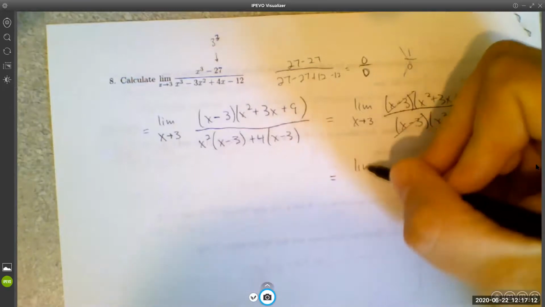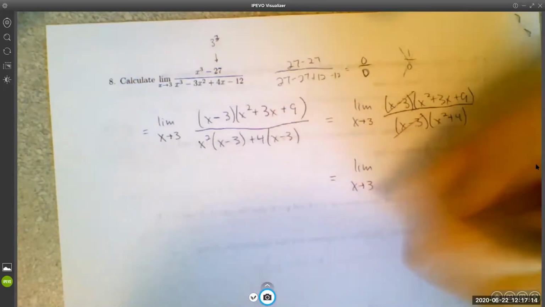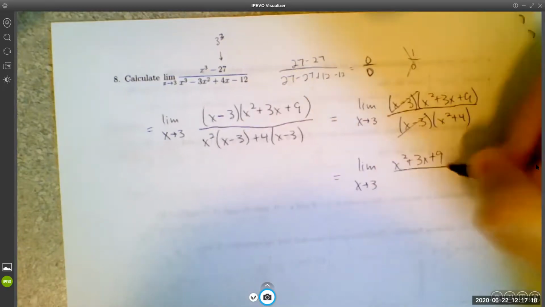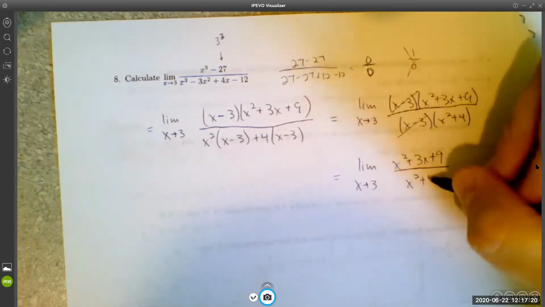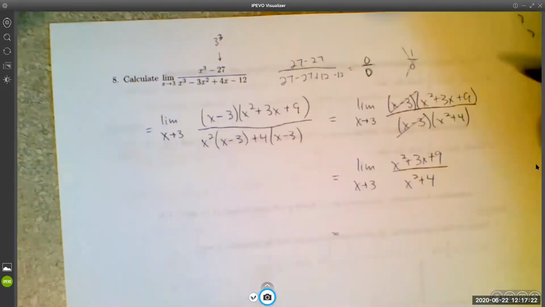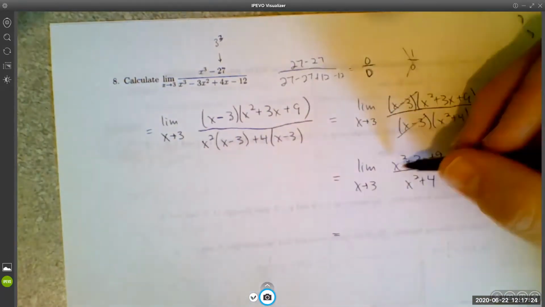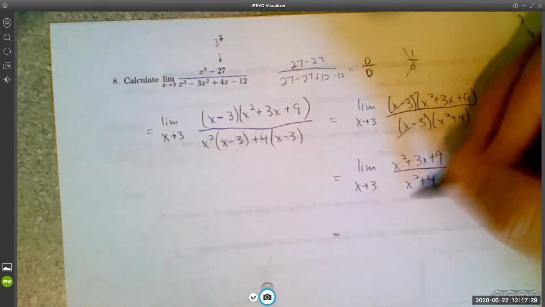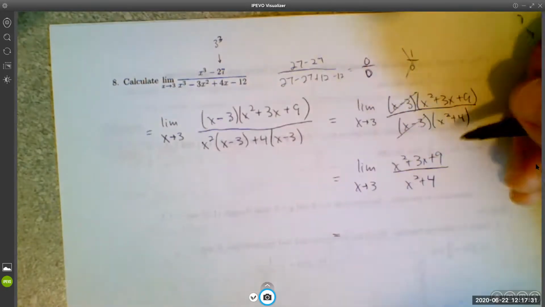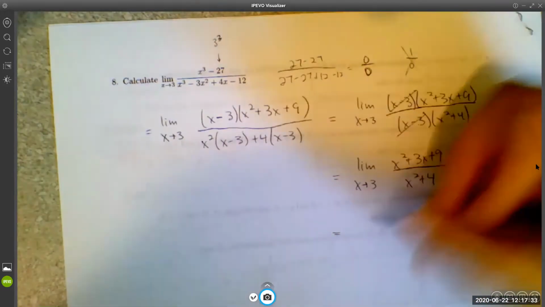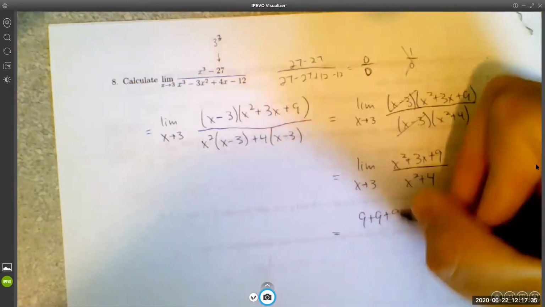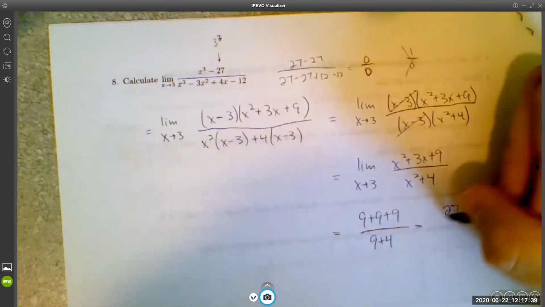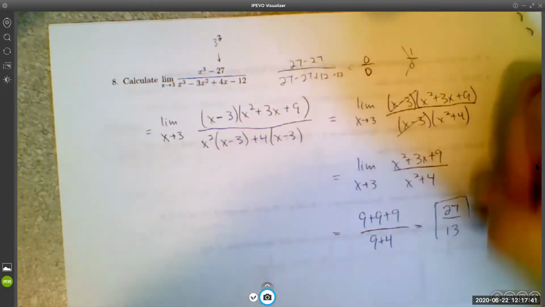So this is the limit as x approaches 3 of x squared plus 3x plus 9 over x squared plus 4. And let's see now, if I plug in 3, I'm going to get 9 plus 9 plus 9 over 9 plus 4. It's definitely not 0 in the denominator, so that should work out. That's 27 over 13. That's the limit.